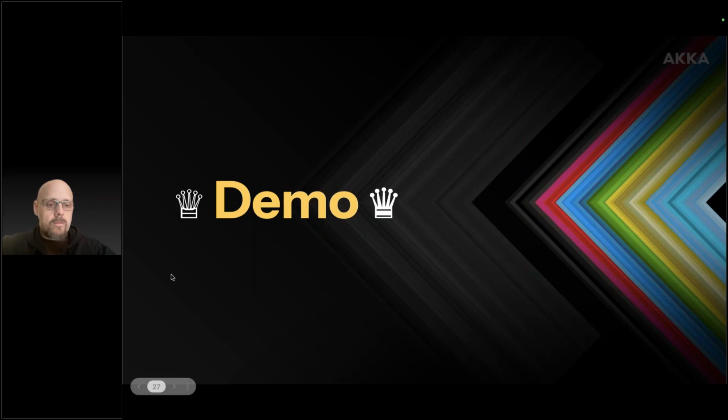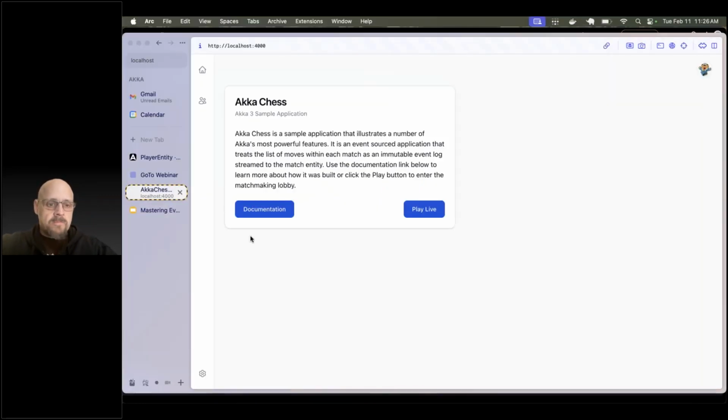So I'm going to run through a demo here. And this demo is a chess application. And one of the things that I like about chess as a sample is that the state of a chess game is essentially a function applied to the list of moves so far. And so it lends itself really well to being an event-sourced application. And so what I'm going to do is go through and show the application and then switch over to the event-sourced code that produced each one of these things.